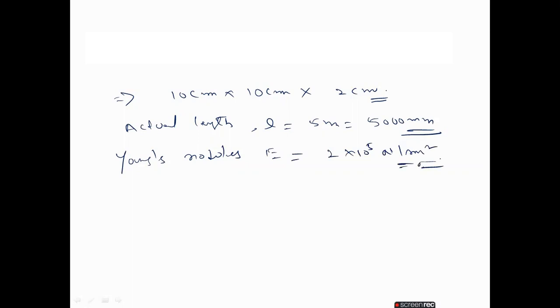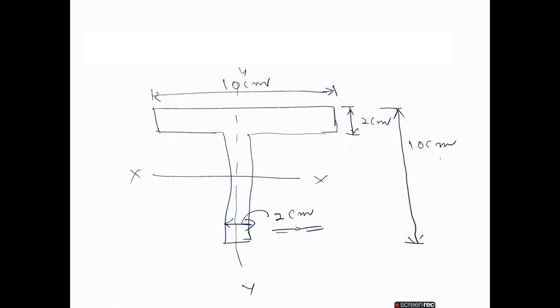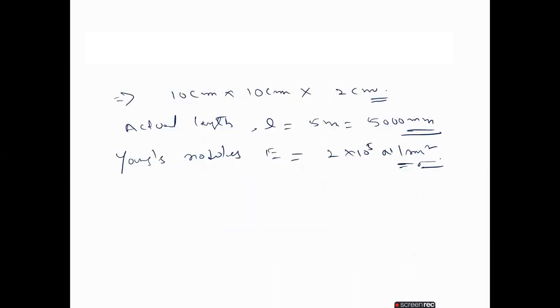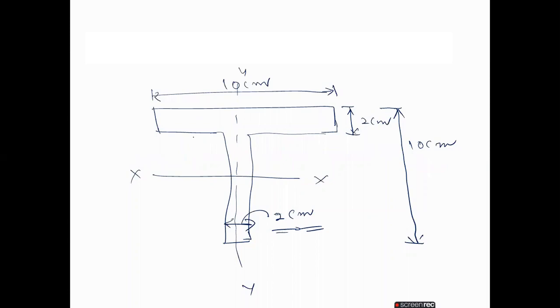In the T section, first of all, we have to calculate the center of gravity of the section. The given section is symmetrical about the axis YY. Hence, the section will lie on the YY axis. So it is a symmetrical section. We have to calculate the center of gravity. Now we will take the center of gravity from the bottom up to the section here, that is nothing but Y bar.